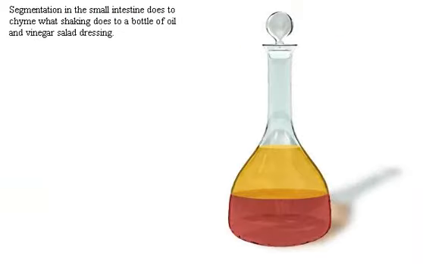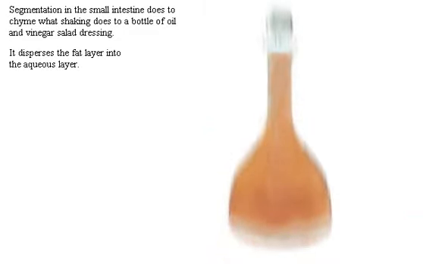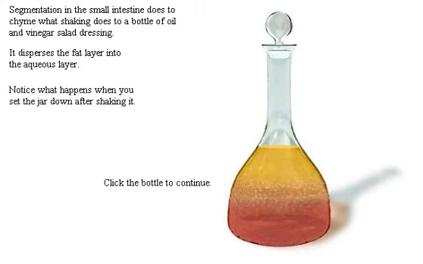Segmentation in the small intestine does to chyme what shaking does to a bottle of oil and vinegar salad dressing. It disperses the fat layer into the aqueous layer. Notice what happens when you set the jar down after shaking it. Click the bottle to continue.